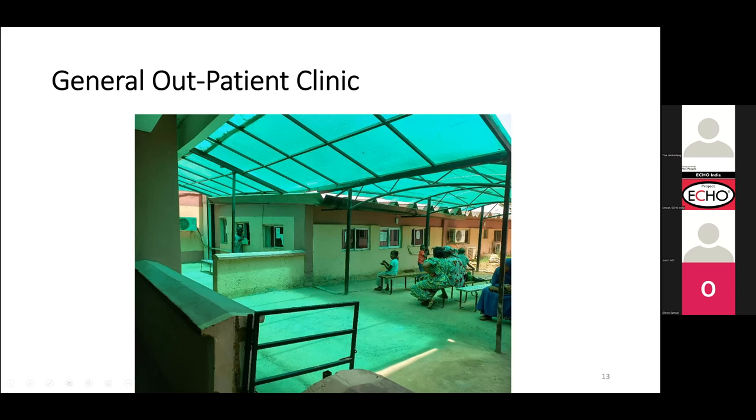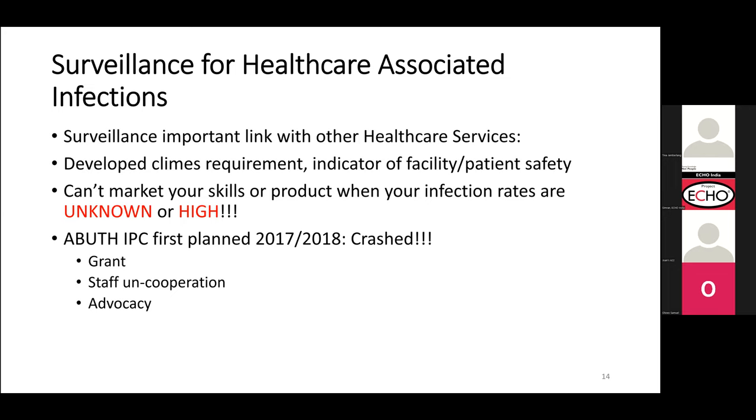So now let's see the next slide, which takes us to another important point, surveillance for healthcare-associated infections. I'm so happy that Prof made a lot of emphasis when he talked about HAIs. Now, surveillance is an important link between IPC and other healthcare services, be it surgery, be it medicine, be it pediatrics. It's important. Why? In developed climes, it's used as a requirement and an indicator for facility or patient safety.